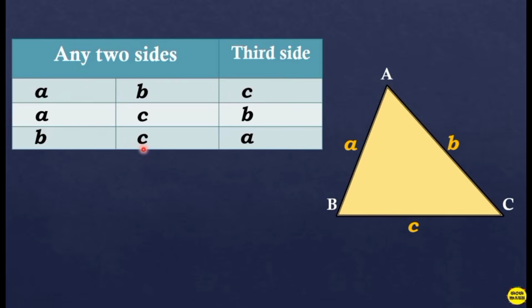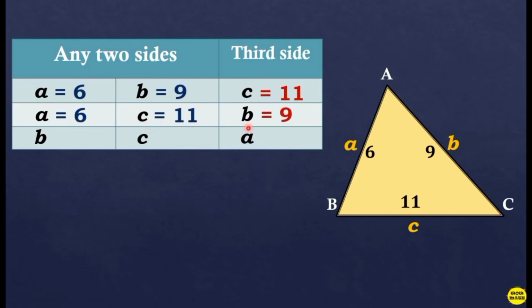Now, let us give the measures of the given sides of the triangle. So, ano po ang measure niyan? So, let's say the measure of side A is 6, your B is 9, and your C is 11. So, i-identify natin ang mga measures ng ating mga sides. For A, we have 6. For B, we have 9. And for C, we have 11. Next, for A again, we have 6. For C, we have 11. And for B, we have 9. For B, we have 9. For C, we have 11. And for A, we have 6.